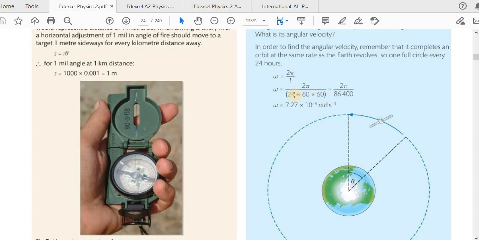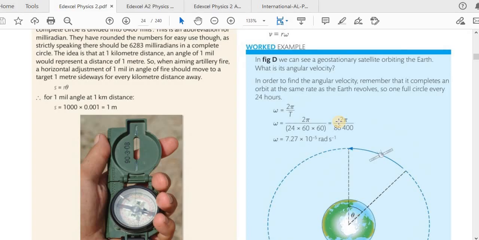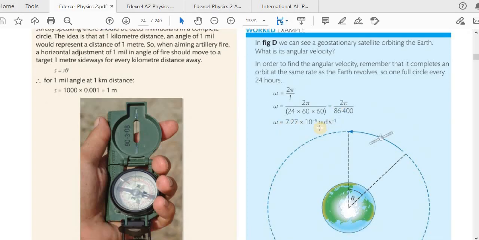If you have difficulty with this, you can write 24 hours times 60 minutes divided by 1 hour, because there are 60 minutes in 1 hour. Then here you write 60 seconds per minute. Then you will see that the units cancel out and the unit that will be left is seconds. And in the numerator the unit is radians. Like I said, if it's radians we don't need to write the unit. So we have radians per second. So this is the answer. That is the angular velocity of the geostationary satellite.